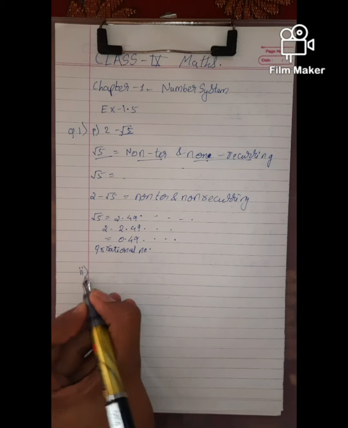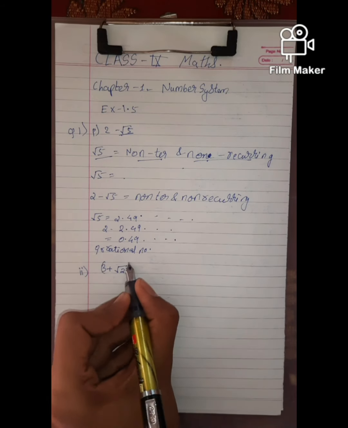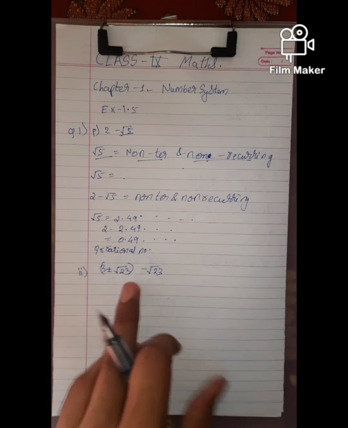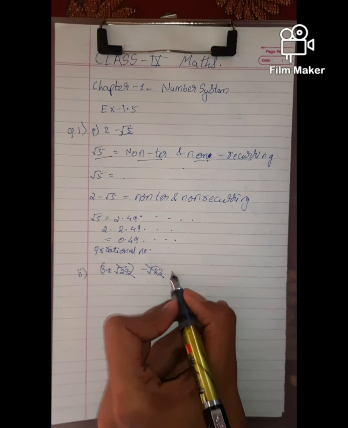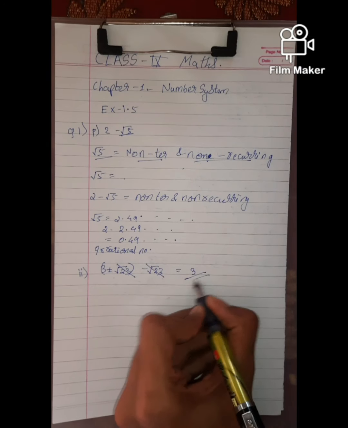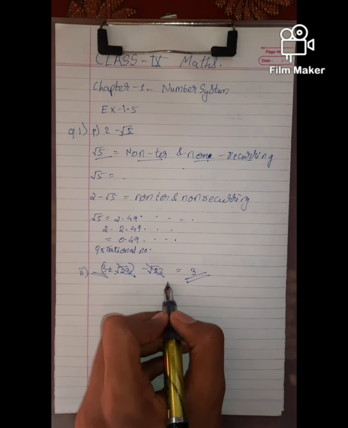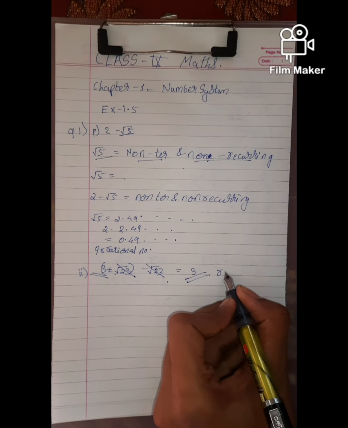And the second part of the first question is 3 plus under root 23 minus under root 23. As you can see, this is plus under root 23 and this is minus under root 23. So both these terms will get cancelled with each other and we get only 3. Here the 3 only remains, and under root 23 and under root 23 get cancelled with each other. And we all know that 3 is a rational number.